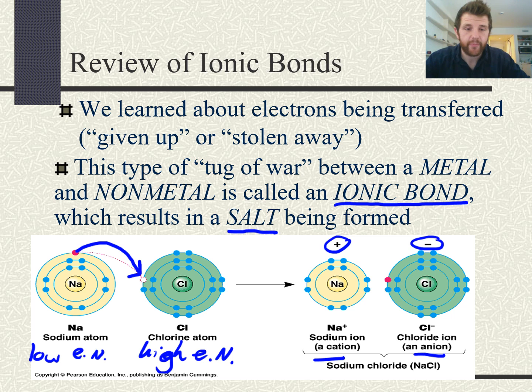So basically what ends up happening is chlorine has a very high electronegativity, EN, and sodium has a very low electronegativity. So when these two get together to bond, this electron makes a full transfer, and that's where you get this cation and an anion formation. And those opposite charges are what hold those two together.